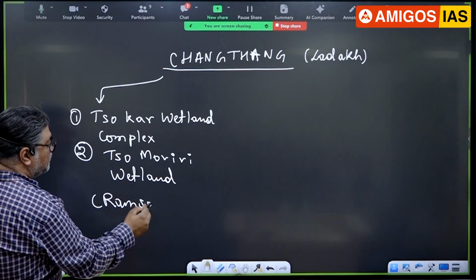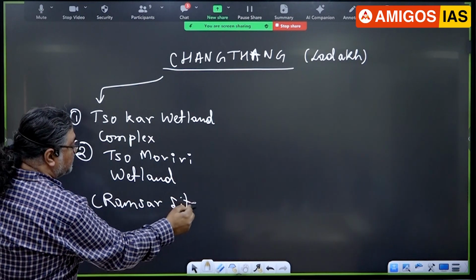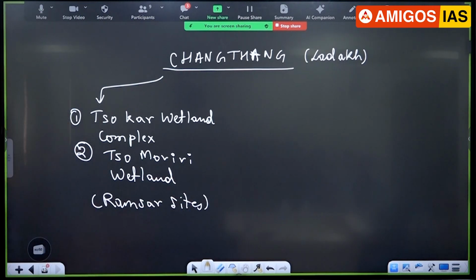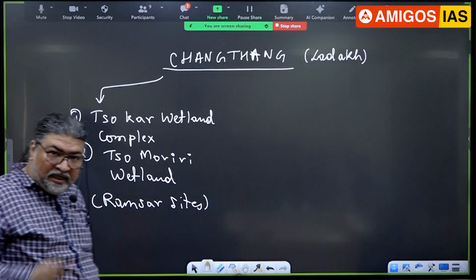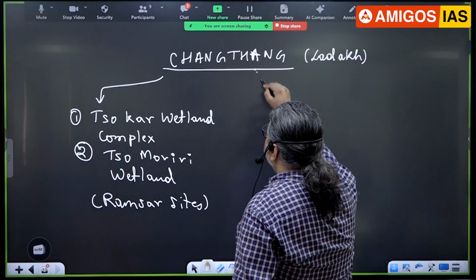What are Ramsar sites? These are wetlands of international importance. And why are they declared? They are declared for biodiversity. So Ladakh has got two Ramsar sites, Sokar and Somoriri. And where are they located? Changthang, Leh Ladakh. Right? Now I'll give you another aspect here.